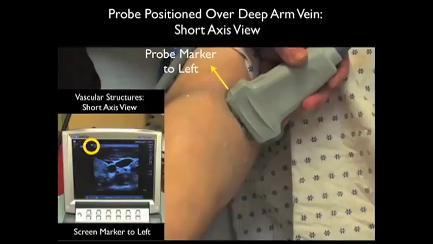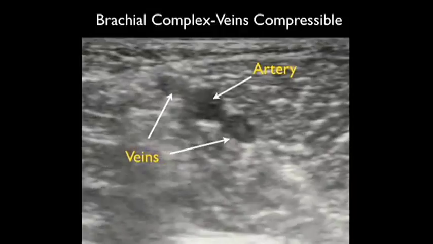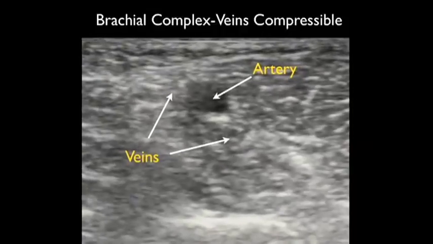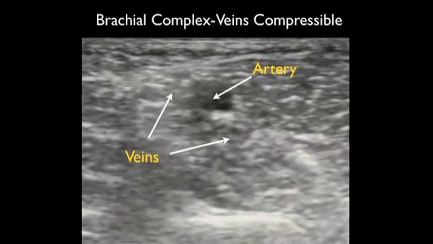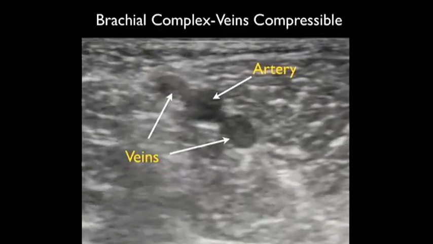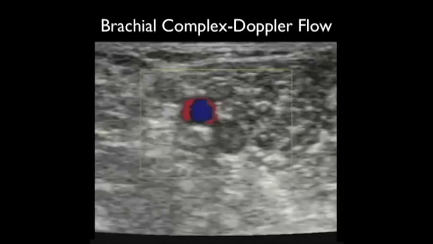So now that we know the proper configuration of the probe in the short axis view, let's take a look at a typical appearance of vascular structures cut end-on. Here we have the probe positioned over the brachial complex, and we see here the central brachial artery surrounded by two deep brachial veins. So let's put that into video play here, and notice with compression that both of the veins compress completely, helping us differentiate venous structures from the artery in the center. And notice that the artery has less distensible walls and stays open even as we compress down with the probe.